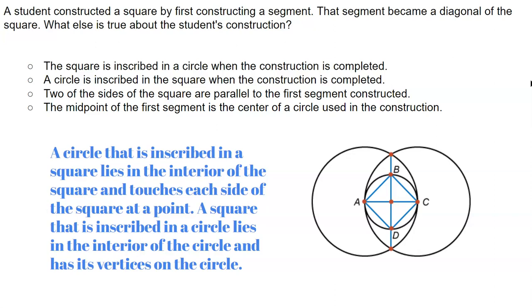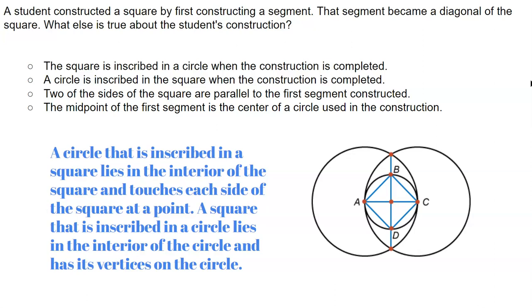A circle is inscribed in the square when the construction is completed. Inscribed means to be inside of. Two of the sides of the square are parallel to the first segment constructed. The midpoint of the first segment is the center of a circle used in the construction.